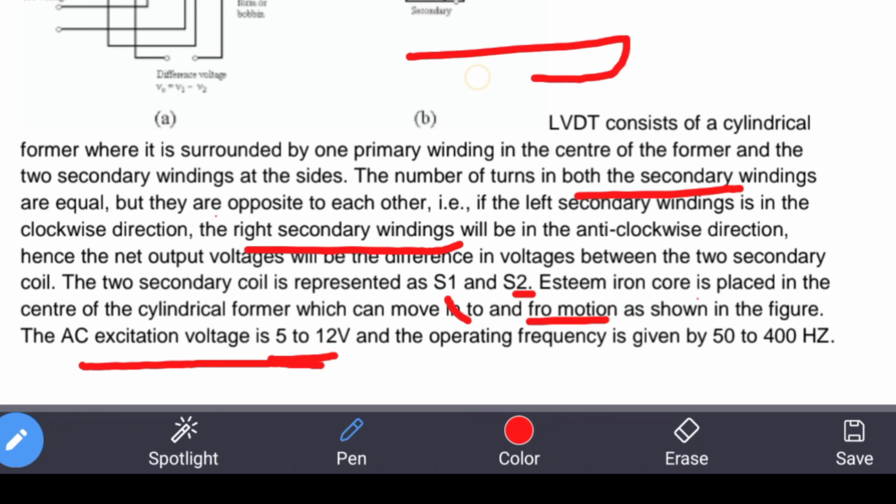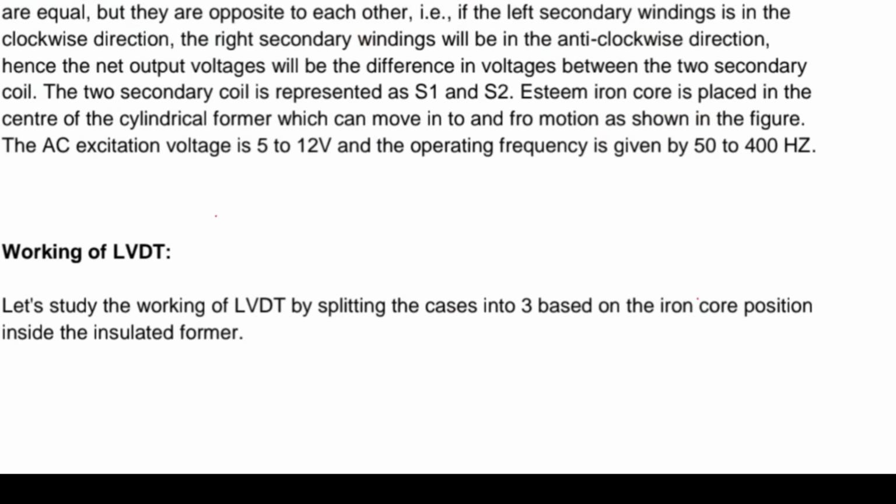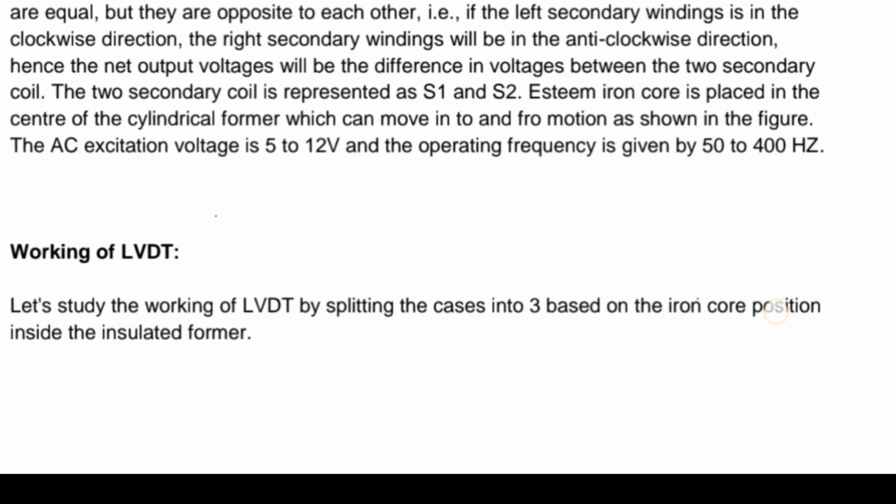I already explained the classification of transducers. The exact diagram means the physical diagram of LVDT. You can see the operating voltage is 5 to 12 volts, and the operating frequency is 50 to 400 hertz. Now you can see the working of LVDT.